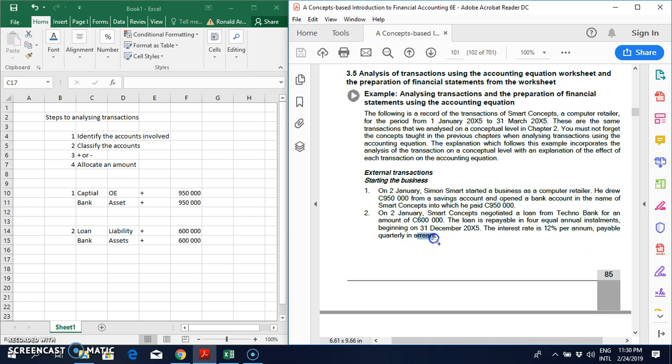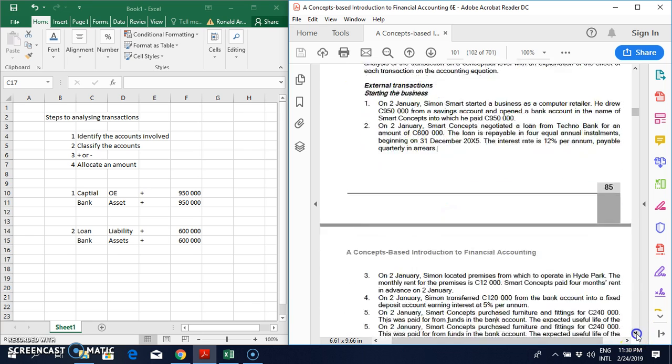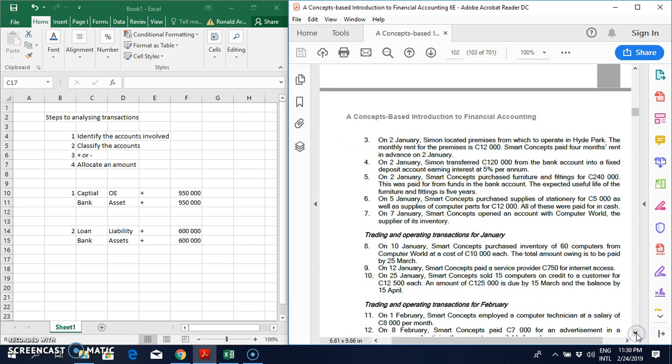The term arrears means that you're paying after the fact. So if you paid prepaid, it means you paid before. If you're paying arrears, it means you're paying after the event has occurred. So let's look at transaction 3. We're now on page 86.